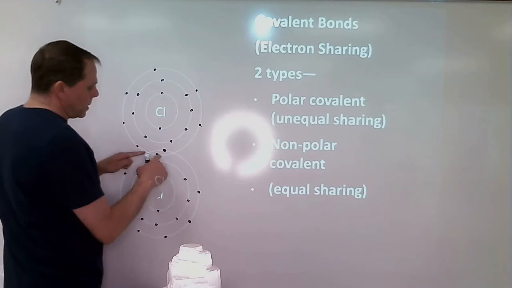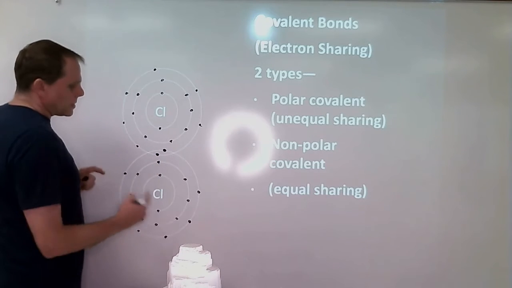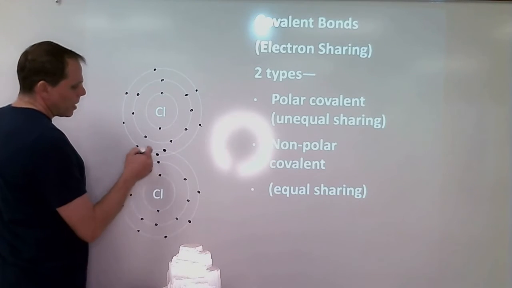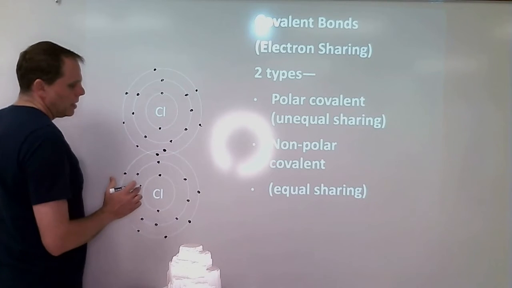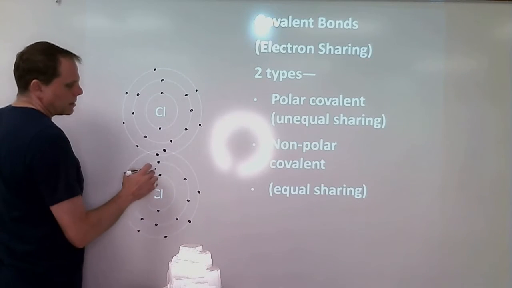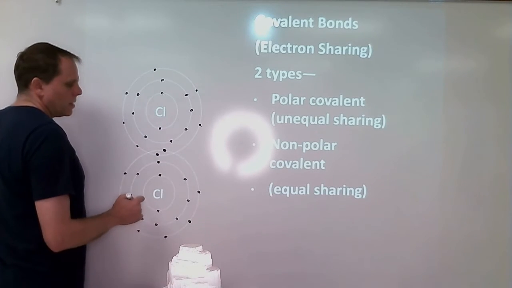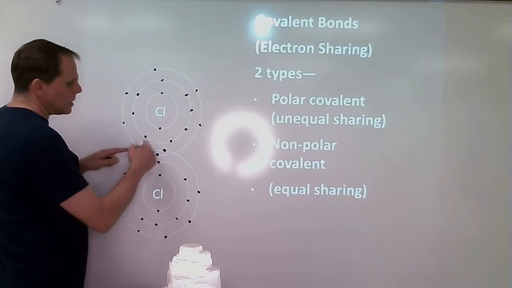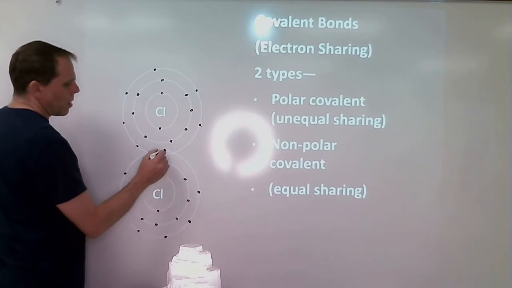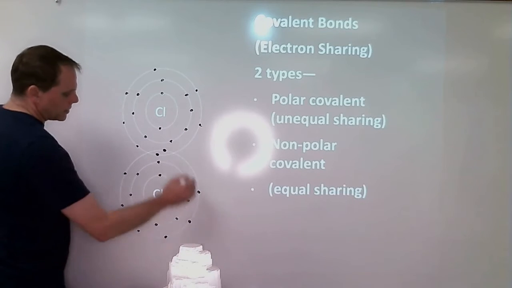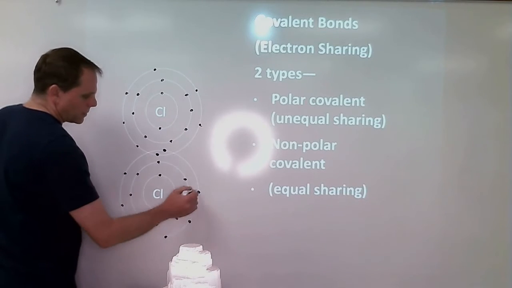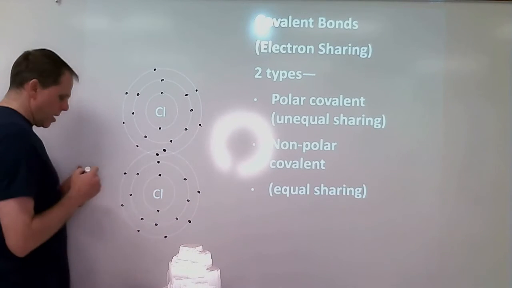Now notice what's happening here. They each have 7 valence electrons, but because I put them in the spot where they share the space, they share the electrons. So now each of them basically has 8 electrons. Okay, so we count 1, 2, 3, 4, 5, 6, 7, 8 on this valence shell. And if I count this valence shell, it's 1, 2, 3, 4, 5, 6, 7, 8. We get to count them for both of them.